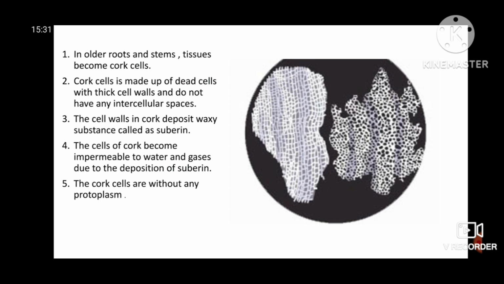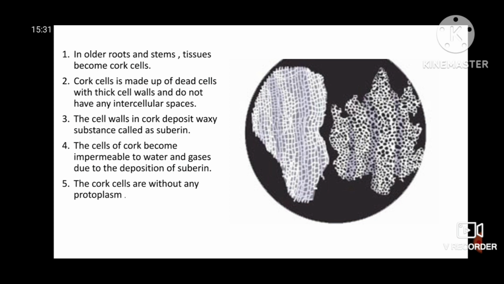In older roots and stems, tissues become cork cells. As we see sometimes in plants, the trunk in trees becomes very old, so these tissues become cork cells. Cork cells are made up of dead cells. That's why they are very stiff and hard, with thick cell walls, and do not have any intercellular spaces.